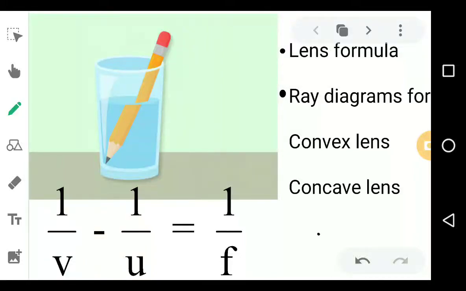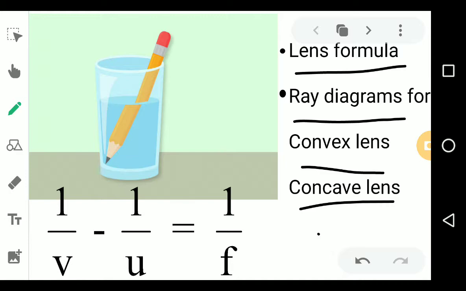Hello everyone. In this module, we are going to discuss ray diagrams for convex lens and concave lens when the object is taken at various positions. And also we'll solve one problem from your NCERT that is based on the lens formula. The lens formula, as we are going to discuss on the next pages, is 1/v minus 1/u equals 1/f, where v is the image distance, u is the object distance, and f is the focal length.